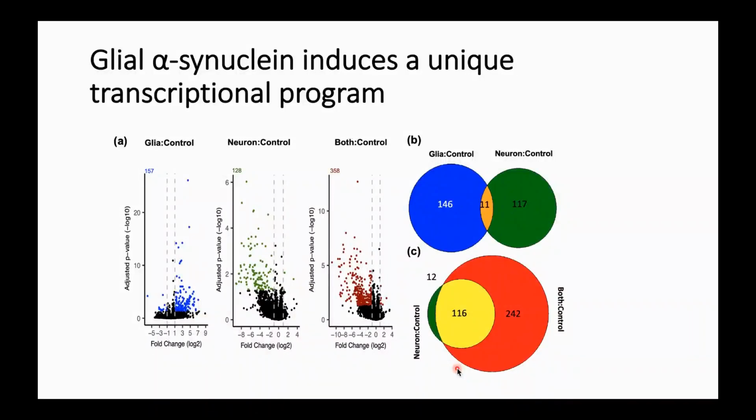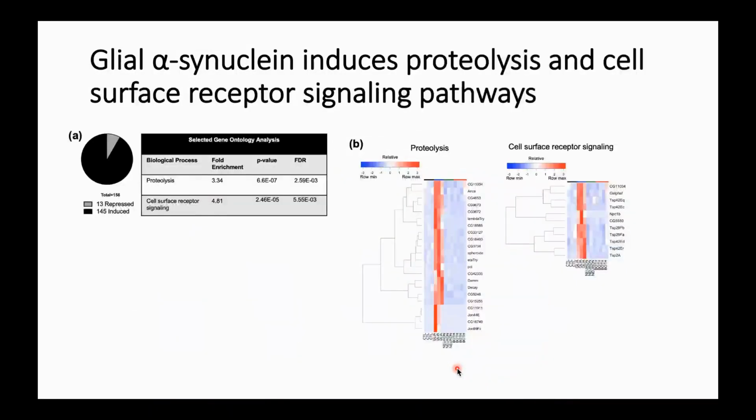If we look at specific pathways that are altered in the RNA-seq, with glial alpha-synuclein, proteolysis genes were changed a lot, upregulated, as well as cell surface receptor signaling genes. And these are interesting. These proteolysis genes are a bunch of secreted proteases, so this may represent a compensatory response to the presence of alpha-synuclein.